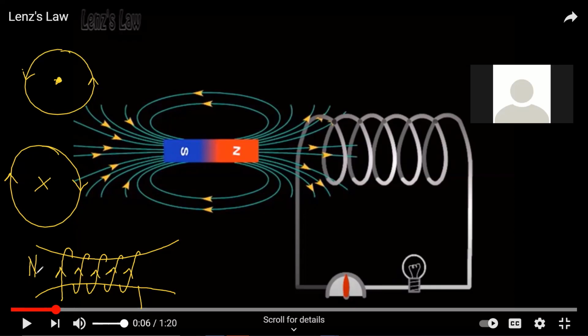Which hand are you using? It is the right-hand grip rule. So if the current is flowing in this conductor here, then the north is in this direction, then the south is in this direction like this.